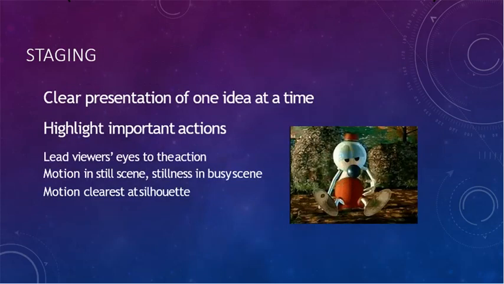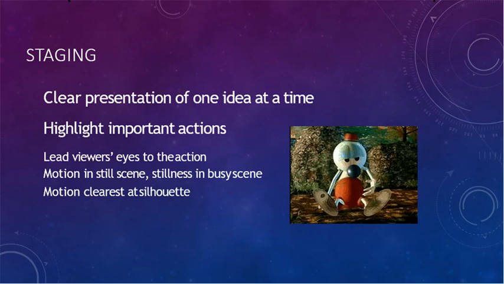The second one is staging, and staging is just showing one item or one variable or one movement at one time. So it is just clear presentation of one idea at one time. It just highlights the important actions in your visualization or in your animation or in your transition. It gives the viewer's eye to the action and focuses on that still scene of motion, and it can be just the busy scene. So it is just motion at the clearest at one stage.